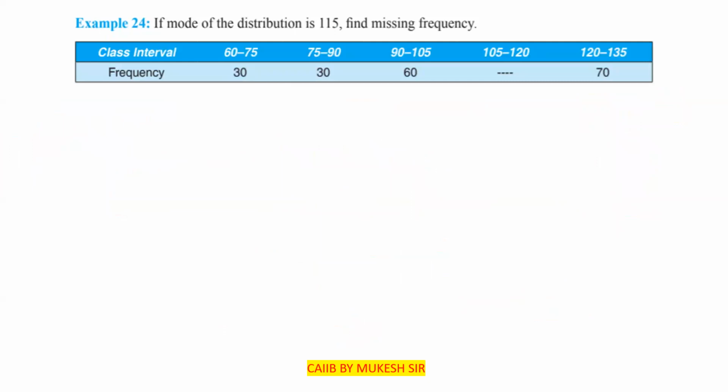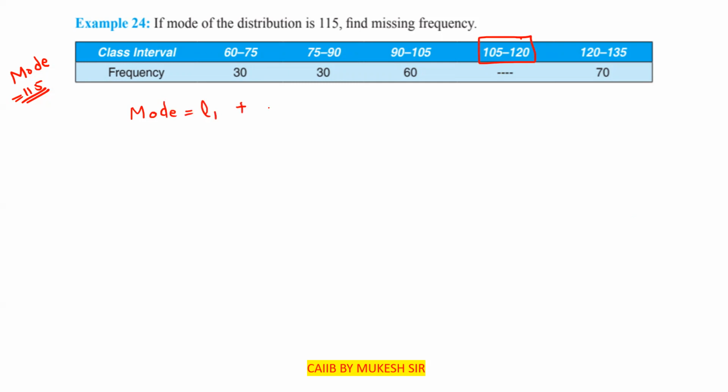If the mode of the distribution here is 115, then find the missing frequency. They have already told us that the mode here is 115. So, if the mode is 115, what does it mean? It lies in which class interval, because for calculating the mode we need that class interval.